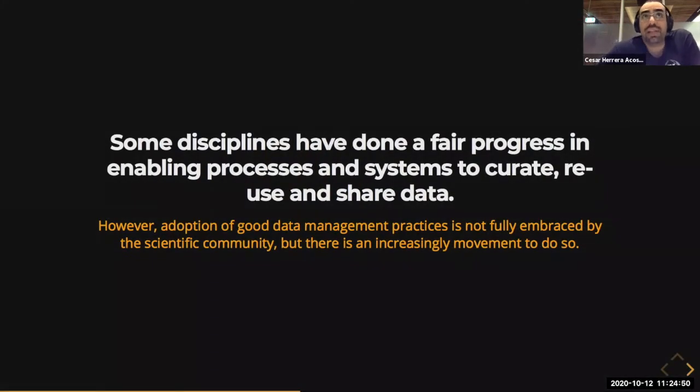Of course, some disciplines have made fair progress in enabling processes and systems to query, reuse and share data. Something that I really like, I always give as an example, is physicists. Physicists do an amazing job in creating, curating, and sharing data.